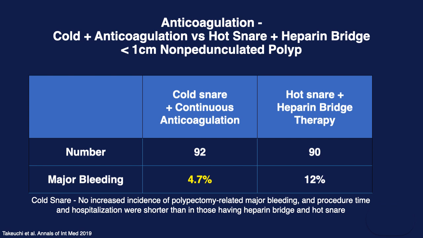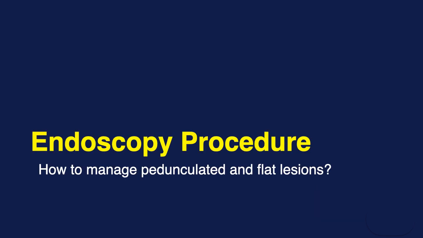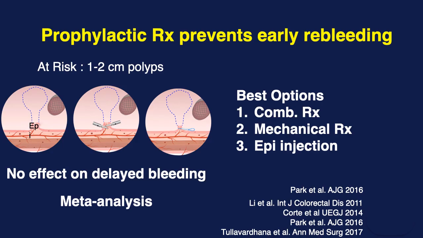So let us go to the procedure room and how to manage a pedunculated or a flat lesion. Let's talk about pedunculated polyps. And we have a lot of data. The big meta-analysis shows that large pedunculated polyps are best managed using a combination of epinephrine following mechanical therapy with either clips or application of a loop. That has the best outcome in preventing early rebleeding. There is no effect on delayed bleeding.